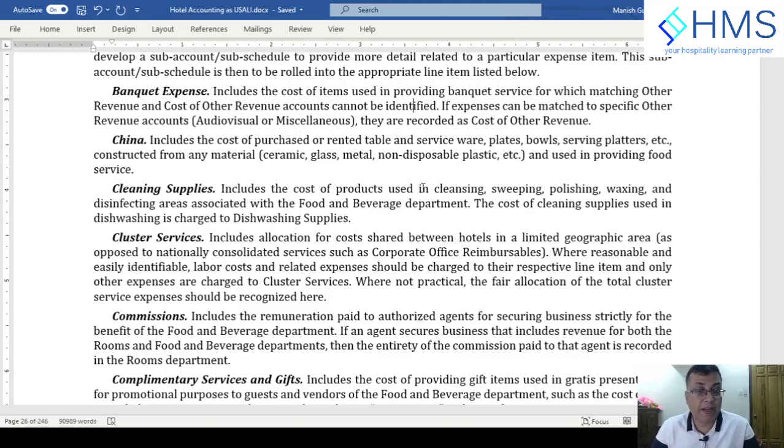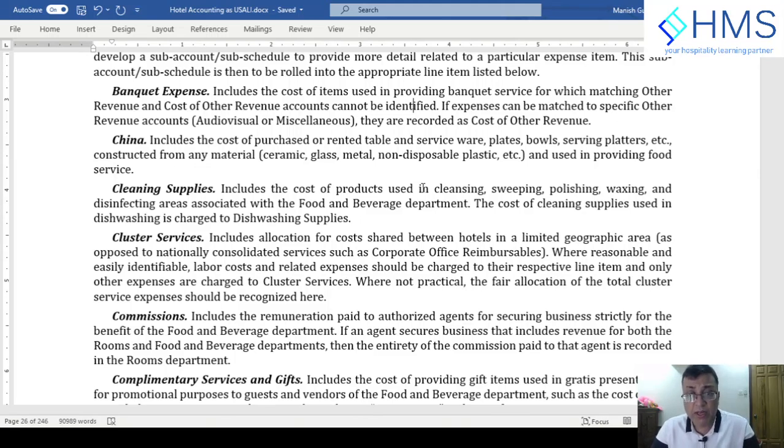Then you have cleaning supplies. The cleaning supplies will be all the cost of product that the F&B department is using in cleaning, sweeping, polishing, waxing or disinfecting the areas associated with the F&B department. It may include the kitchens as well, and also the public area of the restaurant. Now, because of COVID, you may be providing masks, doing disinfection services, protecting with walls. Those costs will be in another line. This cost is only for the cleaning cost of the hotel and disinfection.